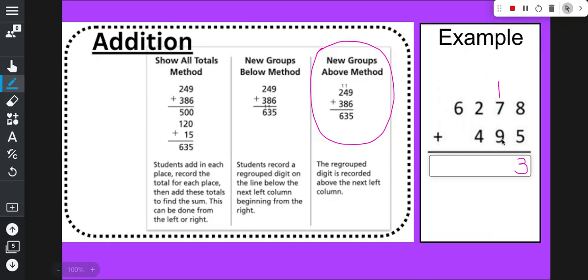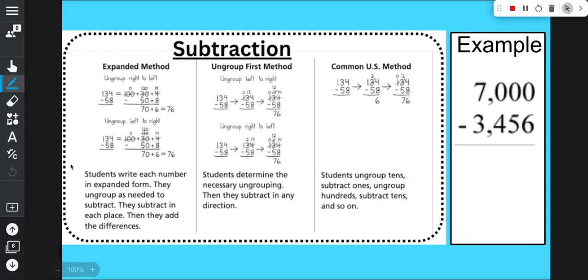1 plus 7 plus 9 is 17. Carry our 1. 1 plus 2 plus 6 is 7. And 6 plus nothing is 6. Now we're going to put in our place value marker, which is the comma. So our answer is 6,773.